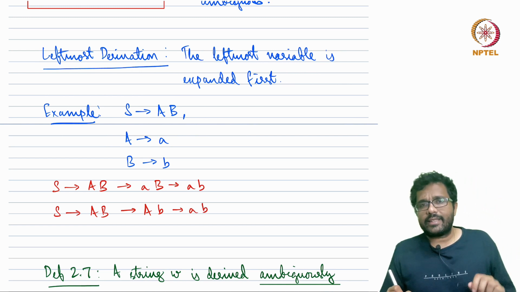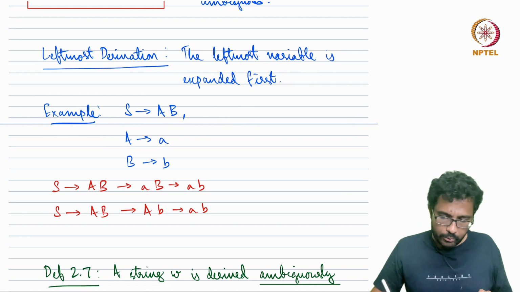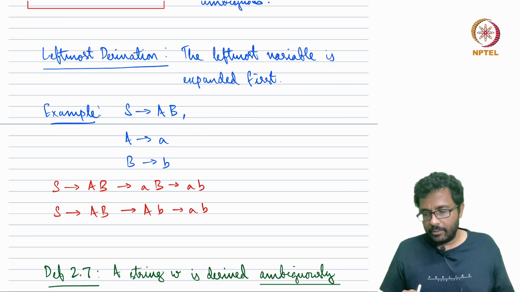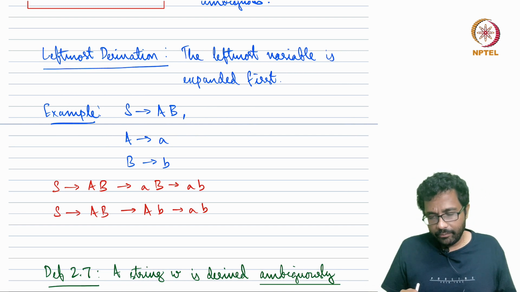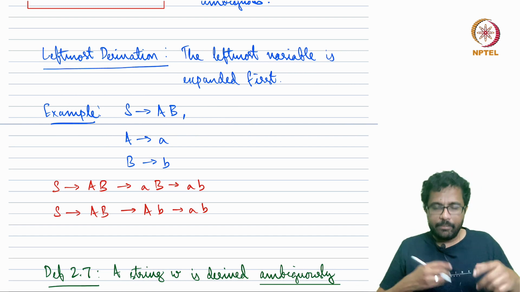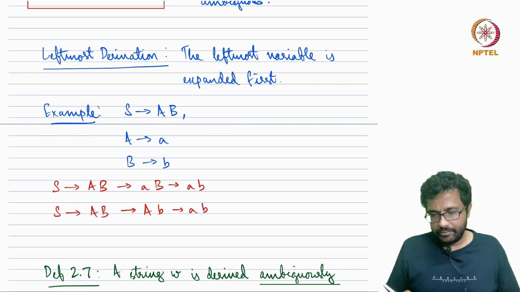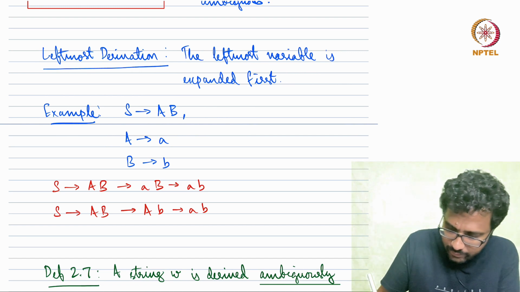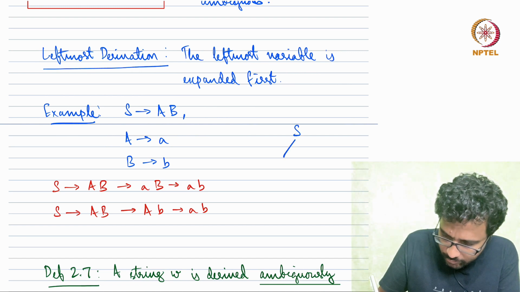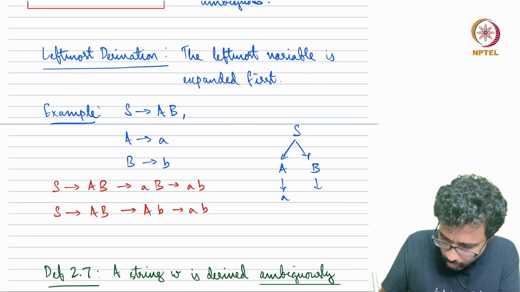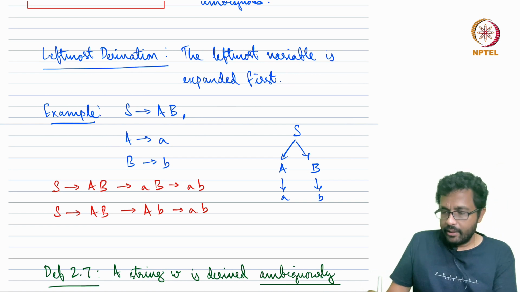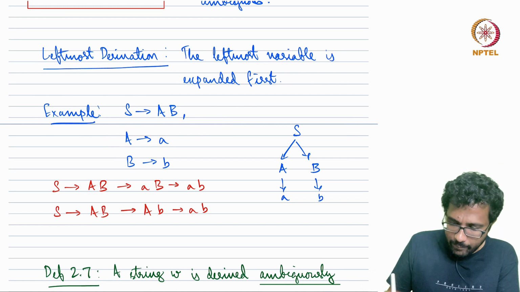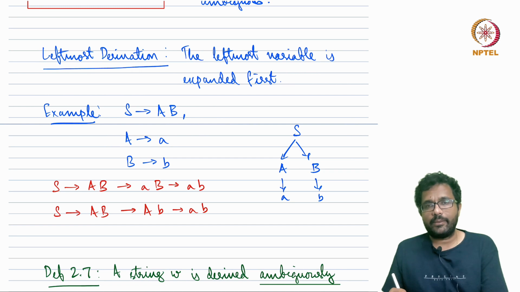But both of them are stuck. So what I am saying is, there are two different ways to derive small a, small b, but the only difference is that I am applying the rules in a different order. In other words, if I just try to draw the tree here, it is like this: S gives capital A, capital B, capital A gives small a, capital B gives small b. The same tree applies to both of these derivations.